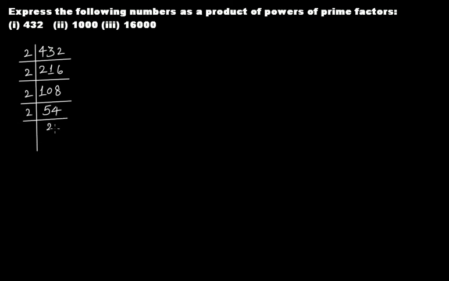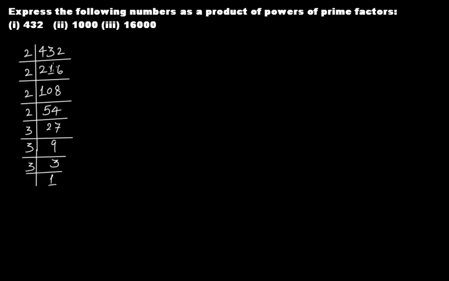So this is 432. If you do the prime factorization of 432, you get 2, 216. Then if you do for this one, you get 2, 108. Then if you do for this one, this is 54. And for this one, you get 27. Then this is 3, 9, and 3.